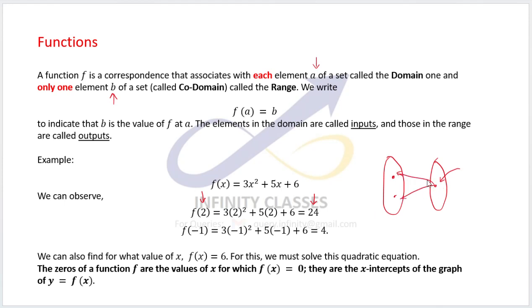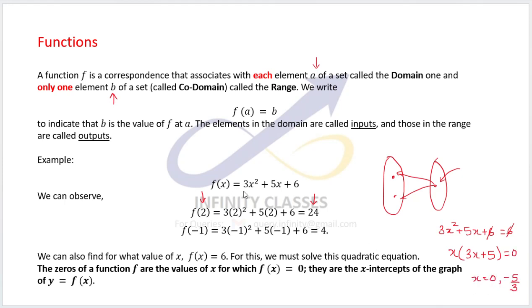There could be only one point, or there could be multiple points, or there might not be any point at all. Those kinds of cases would be there, which is not a problem to find. So in this case, what we can do is 3x square plus 5x plus 6 is equal to 6. So this and this cancel out. So I'll solve for x times 3x plus 5 is equal to 0. So x can be equal to 0 or minus 5 by 3.